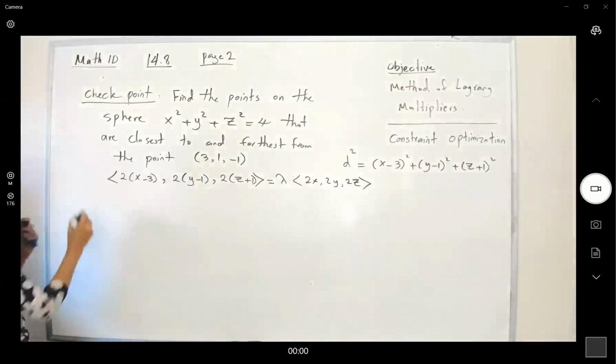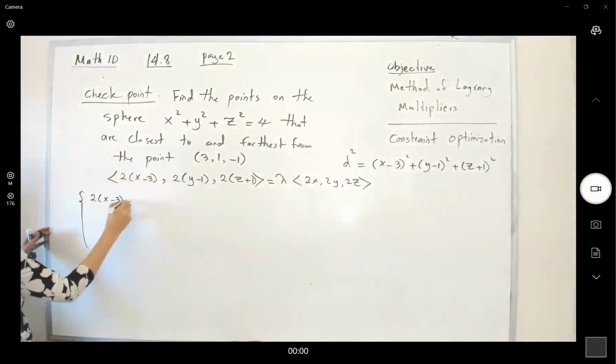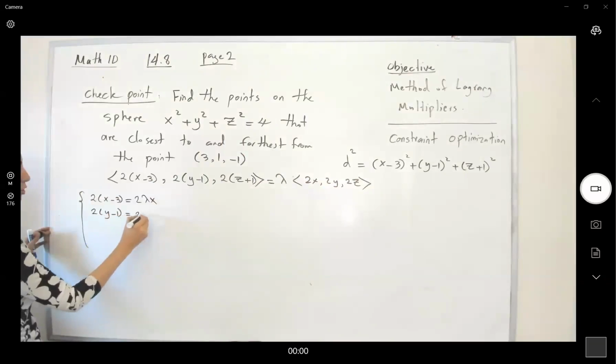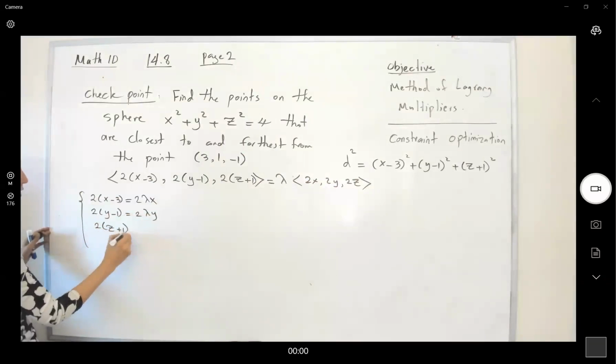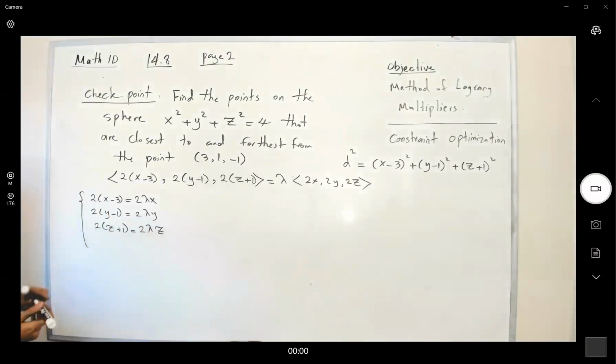Very well. So what do we have here? We have 2 times (x minus 3) equals 2 lambda x, and then you have 2 times (y minus 1) equals 2 lambda y, and here you have 2 times (z plus 1) equals 2 lambda z. Very well. So first of all, we can cancel out all of these 2s, they are common elements.